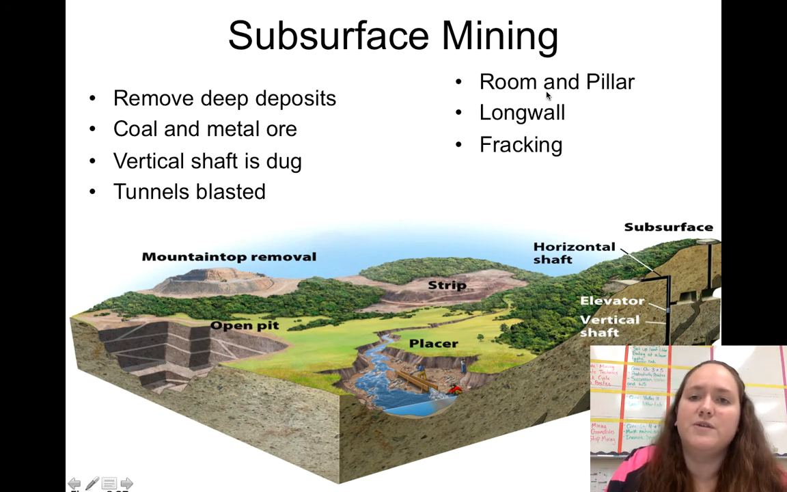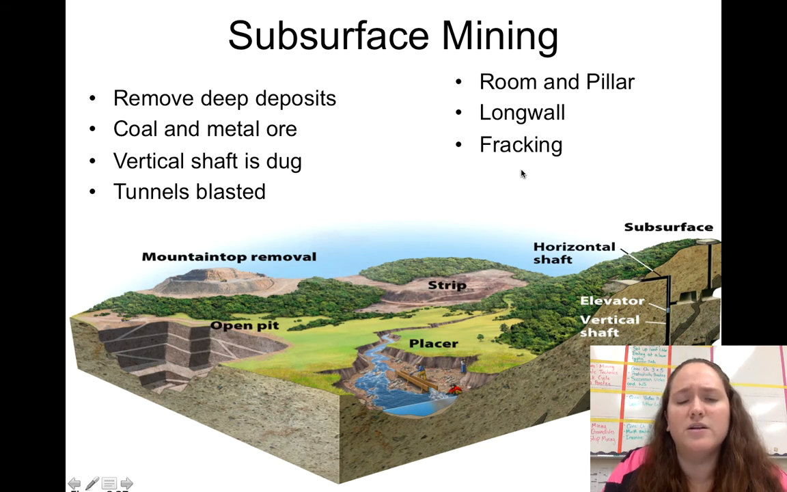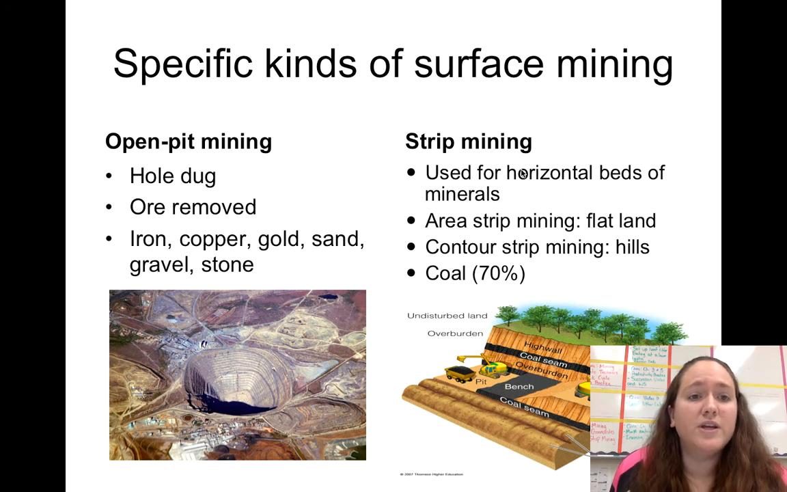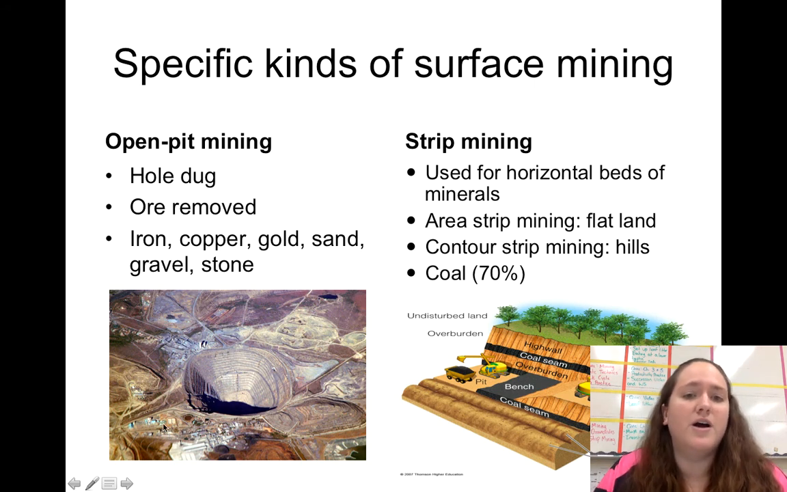Different types of subsurface mining are room and pillar, longwall, and fracking is also technically a type of subsurface mining. So looking at open pit, again, big, huge hole in the ground. That one's pretty obvious. A lot of times we're looking for iron, copper, gold, gravel. There's a big quarry in Wake County called Wake Stone Quarry near Knightdale, and basically it's just a big hole in the ground that we try to get sand and gravel from.